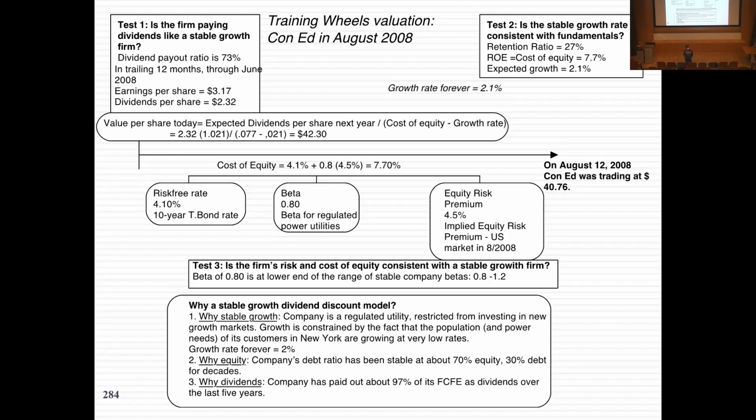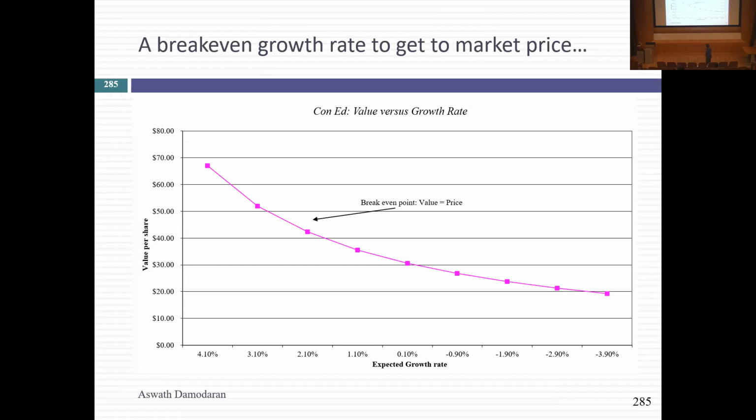Very mildly. Why? Because small changes in my assumptions can get me to 47.6. In fact, one of the questions you can ask is, what would my growth rate need to be to get my value equal to the price? It has to be like 2% instead of 2.1%. So we're talking about numbers that are so close that you cannot reject the hypothesis that it's a fairly valued company. That was easy, right?